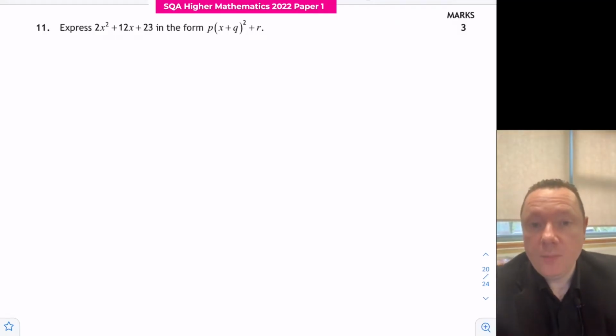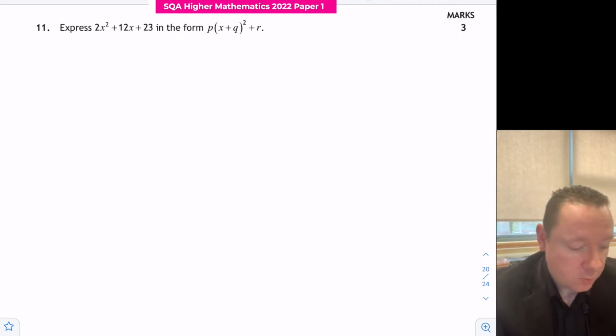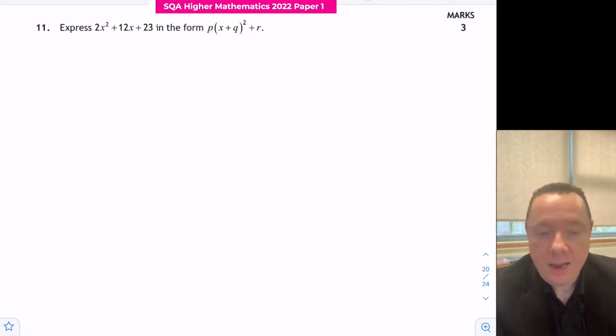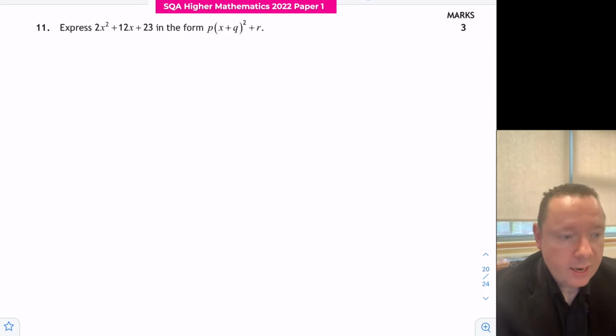2022 Higher Maths Paper 1, question 11 was: express 2x² + 12x + 23 in the form p(x + q)² + r. So in other words, a Higher Maths complete the square question. There's a couple of ways to do this. Let's go for the most common way.